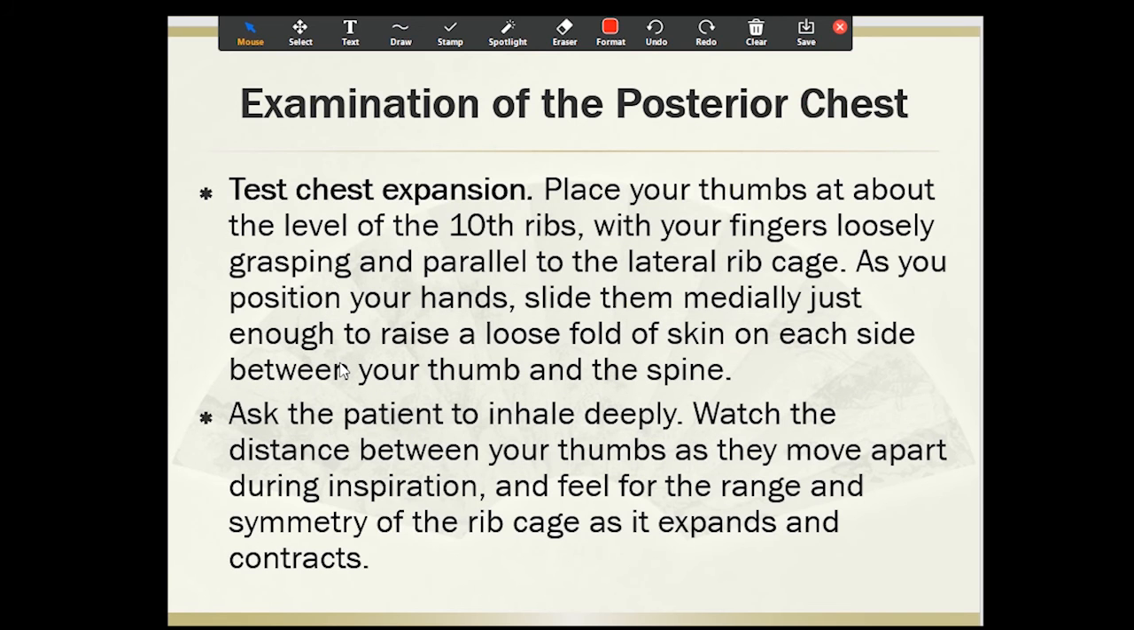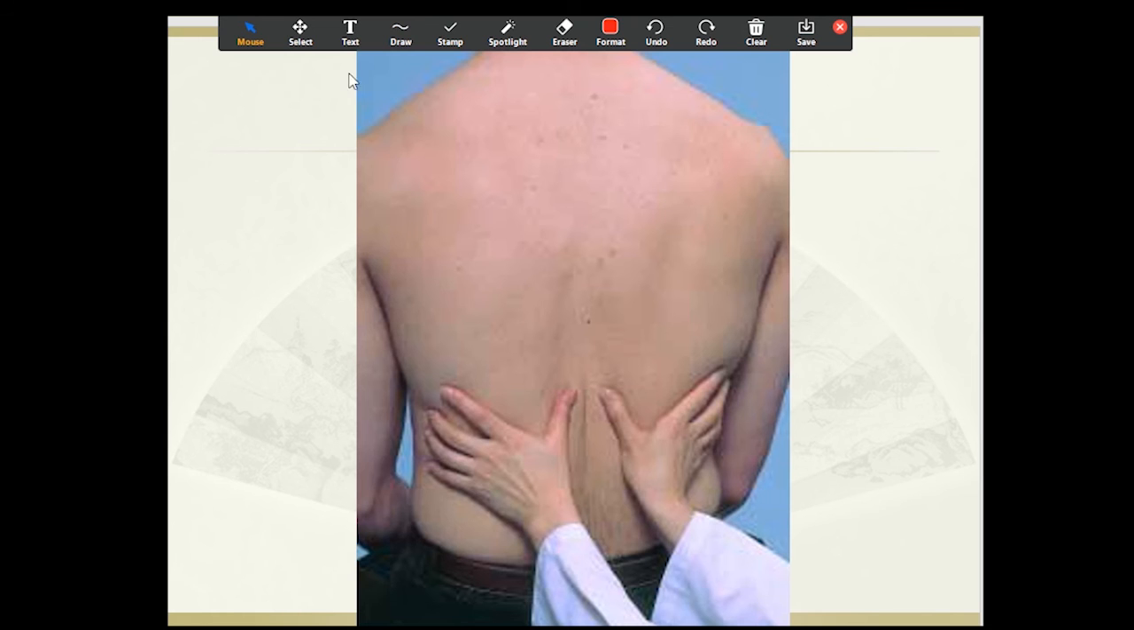Then we are still in the palpation part. We especially go to test for chest expansions. So let's go to the pictures here, like these pictures here.